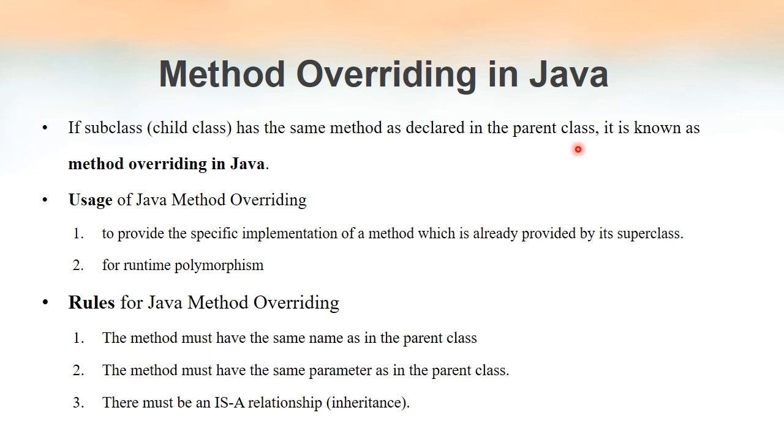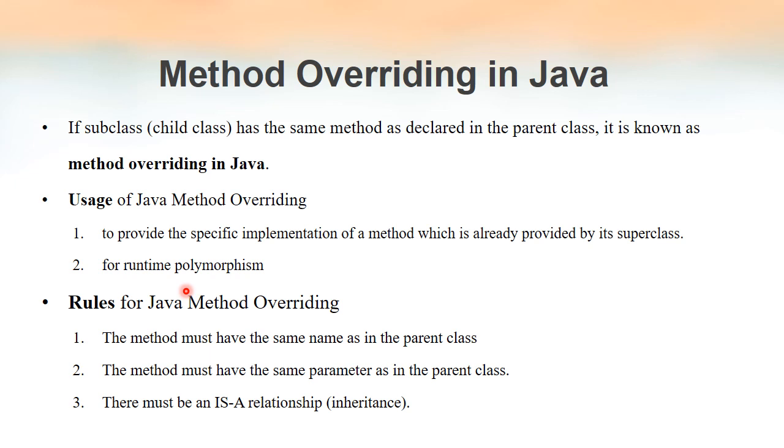Now, why do we need method overriding? One is to provide a specific implementation of a method which is already provided by its superclass. We will see an example to explain this usage, then it will be more clear. And the second is runtime polymorphism. We will study in detail what runtime polymorphism is in another session, so don't worry about it. These are the two usages of method overriding, or the reasons why we use it.